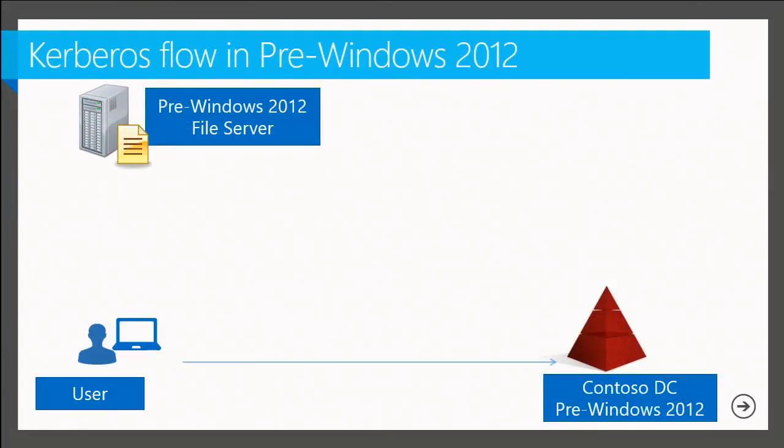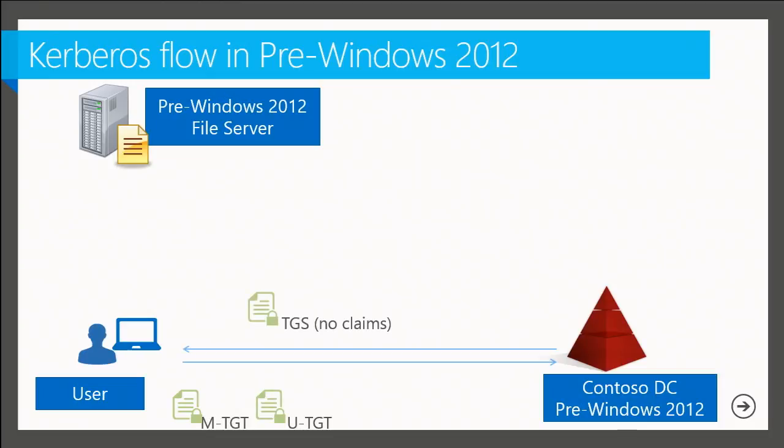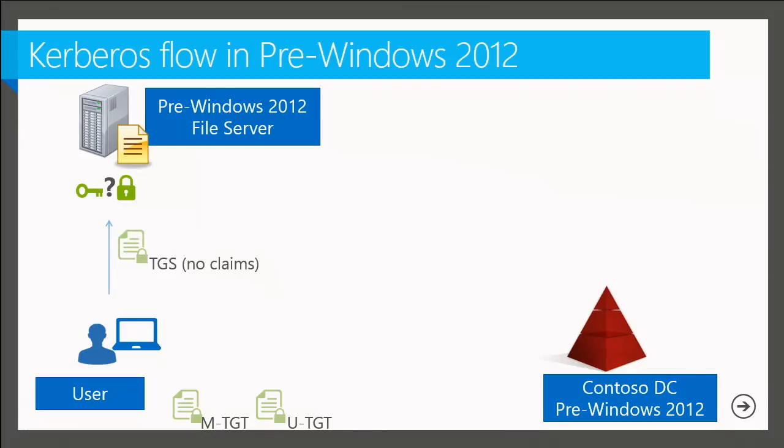Now, how does that work before 2012? So the user would go to the DC, he'd get back a TGT, a machine TGT. He then goes back and requests the user TGT, which then comes back, goes and gets the TGS for himself without any claims, and provides that information up to the file server to say, okay, do I have access or not?